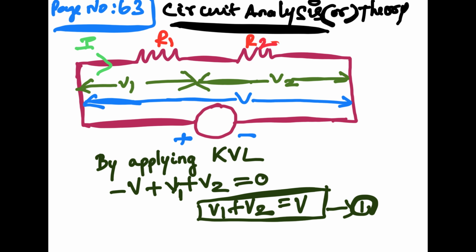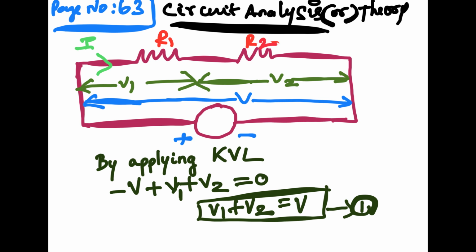Circuit analysis or theory. The network consists of R1 and R2 resistances. Across R1 is voltage V1, across R2 is voltage V2. V is the total voltage. I is the current passing through the network. By applying Kirchhoff's voltage law: Kirchhoff's voltage law says the algebraic sum of the voltages around a closed loop is equal to 0.